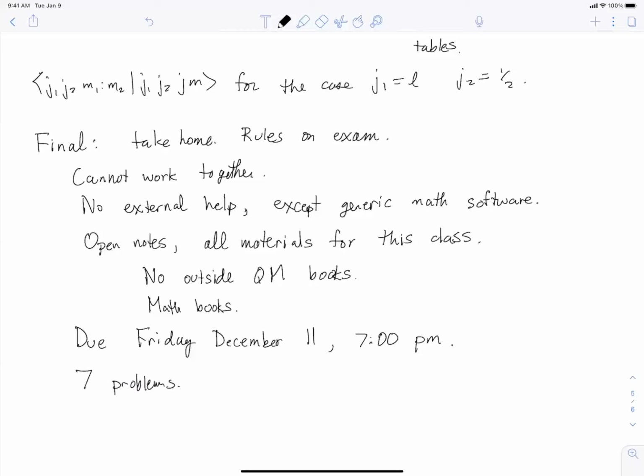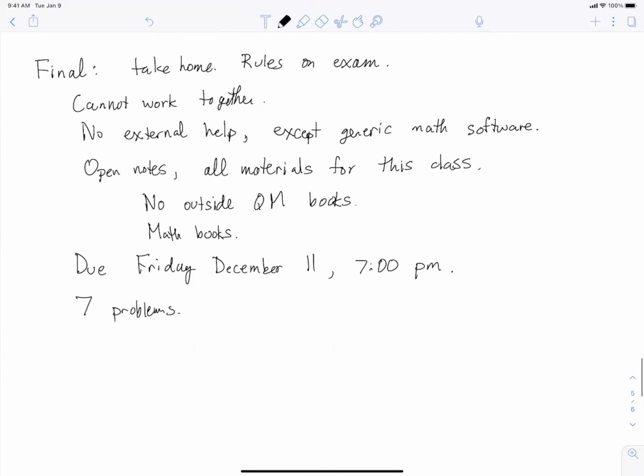So how you manage your time between now and the end of finals week is up to you, but I would sort of recommend at least looking at it before finals week starts. Because the 7 problems are probably a little easier than what we've had for homework as far as length, but they might be conceptually a little trickier in some spots. And in part, that's because we haven't had homework sets that cover everything that's on the final. It's sort of a hybrid of a final exam and a homework set.